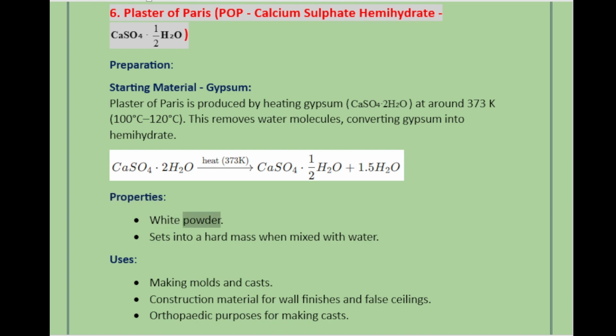Properties. White powder that sets into a hard mass when mixed with water. Uses. Making molds and casts. Construction material for wall finishes and false ceilings. Orthopedic purposes for making casts.